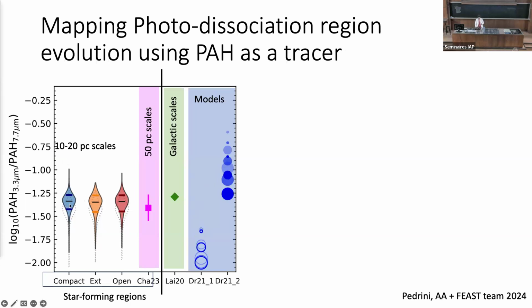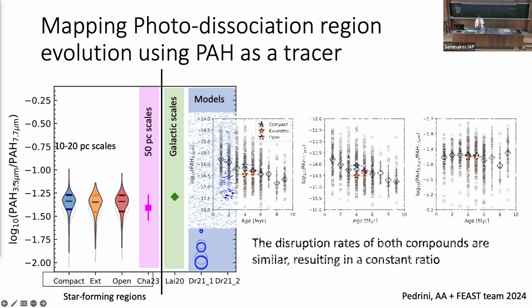But then curiously, it doesn't matter if we look at compact PAH regions or open donut PAH regions, the ratio in these two PAH tracers is still the same. So what we see essentially, when we use the age of the star cluster within the region, is that both PAHs are disrupted at a similar rate. So the mechanism that is disrupting the neutral PAH, the 3.3 micron, is similar to the one that is disrupting the mixed one at 7.7. And that's why the ratio stays constant.